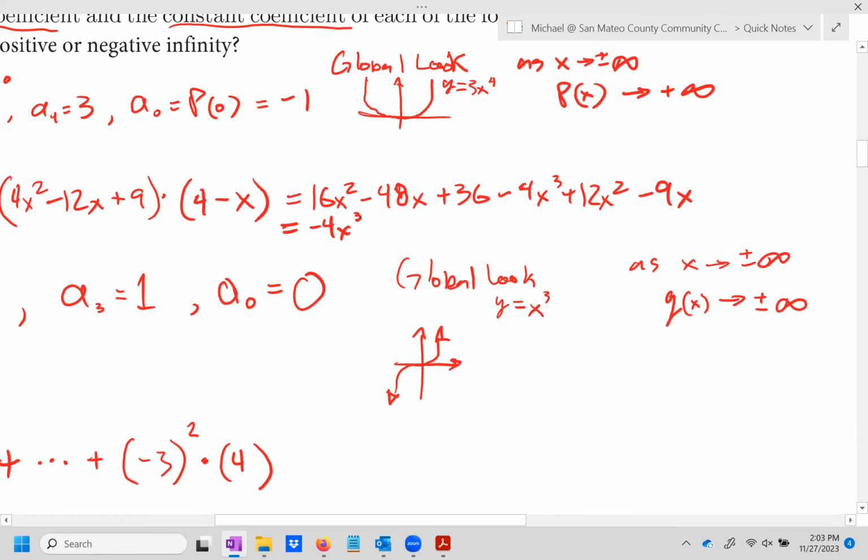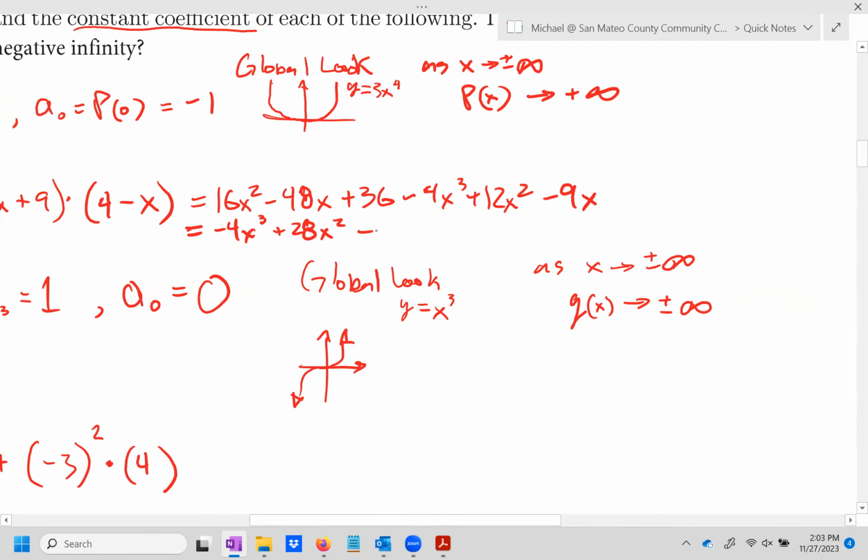X squared plus 28x squared. You guys aren't really following this algebra right now? Okay, 12x squared, 16x, minus 48, minus 9, that's going to be minus 57x plus 36. I was saying do it with me, but it's all right. We don't have that much time.